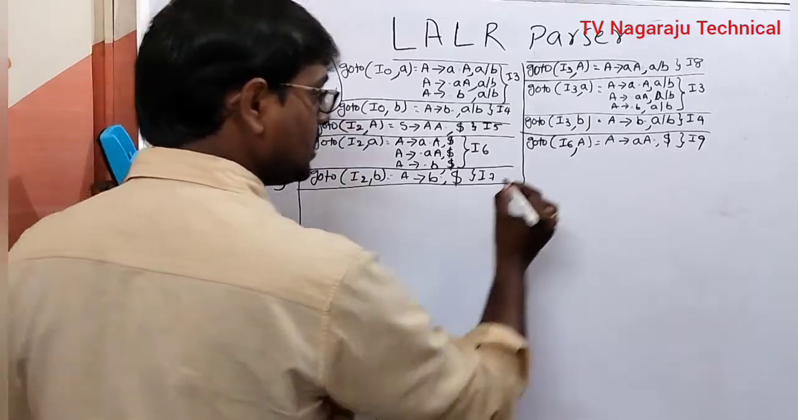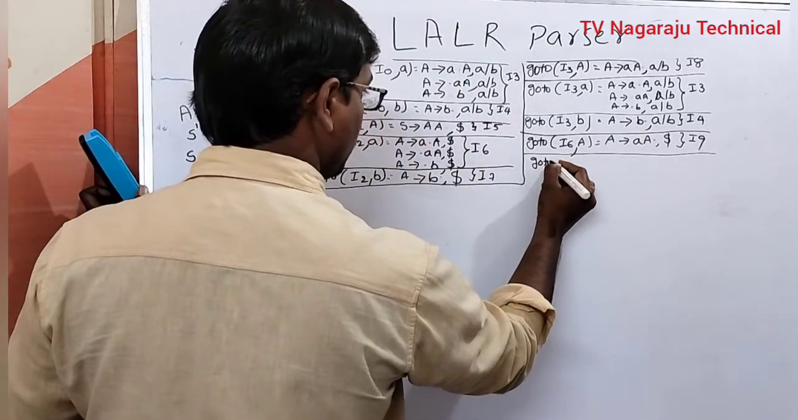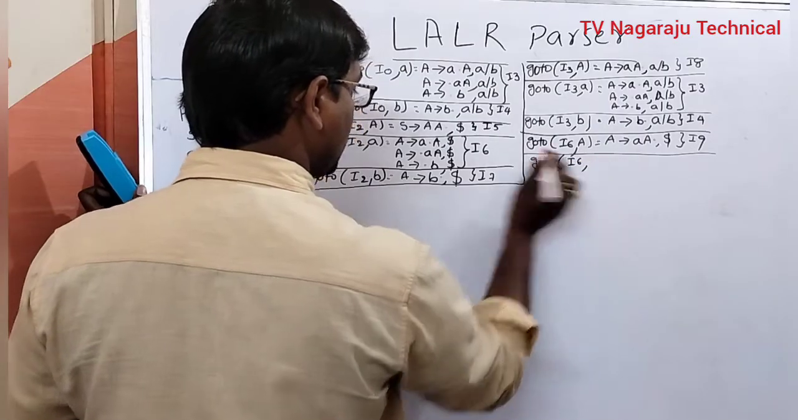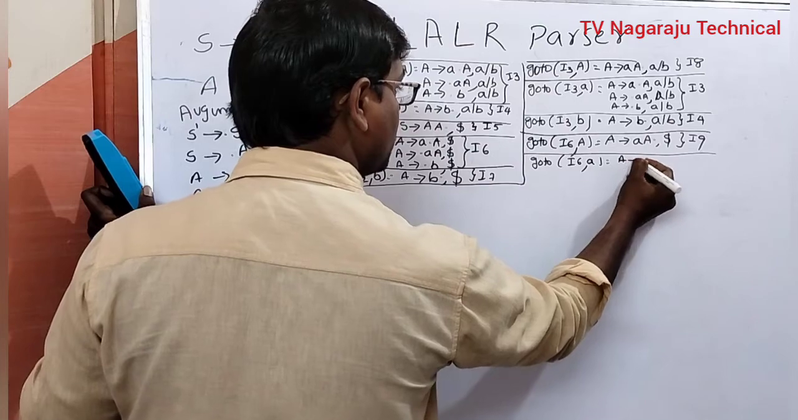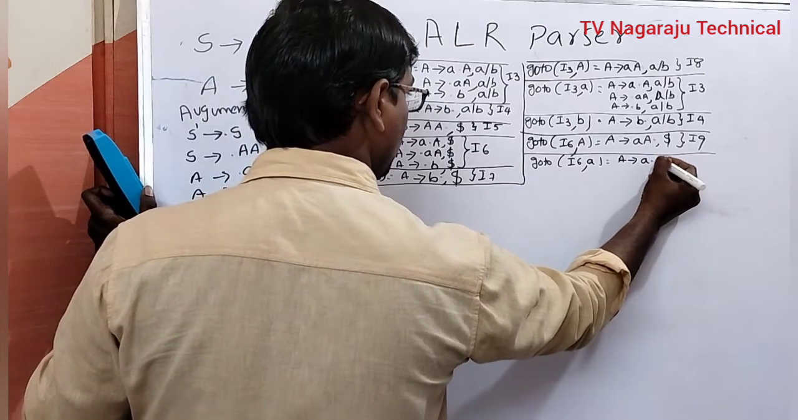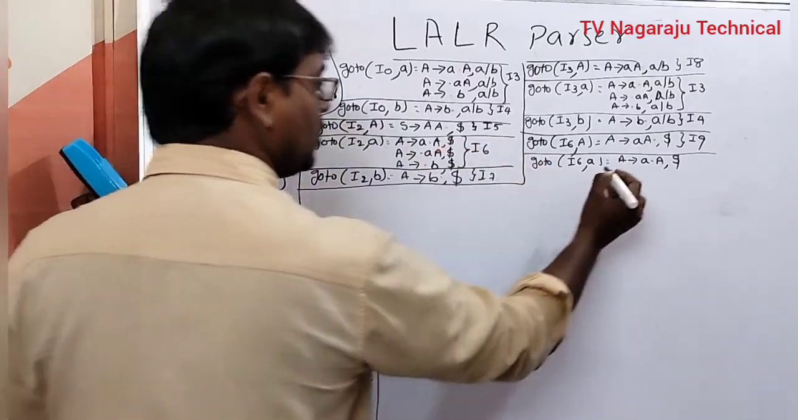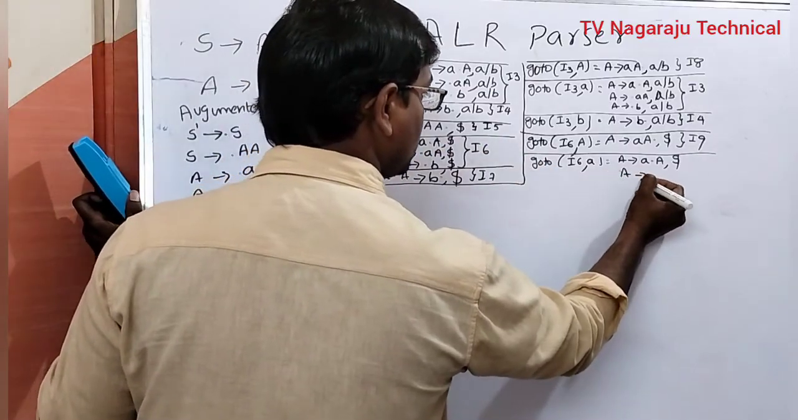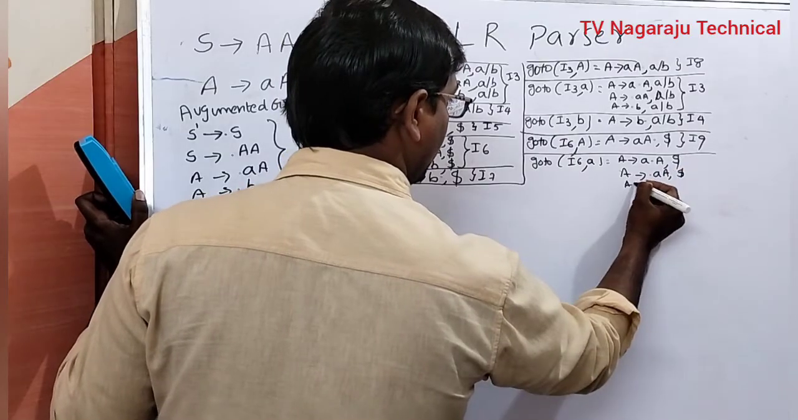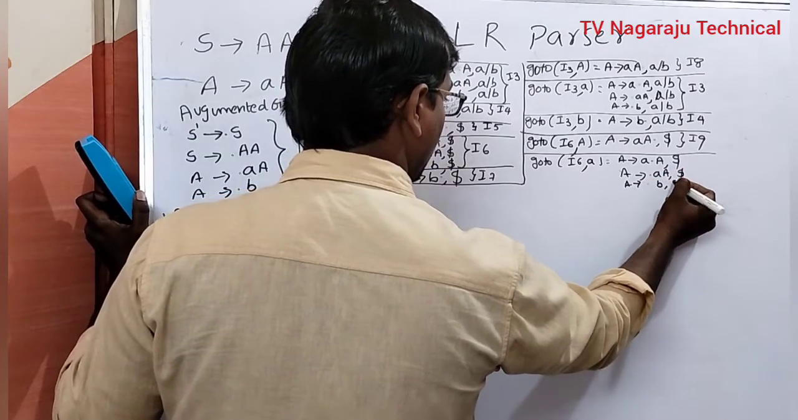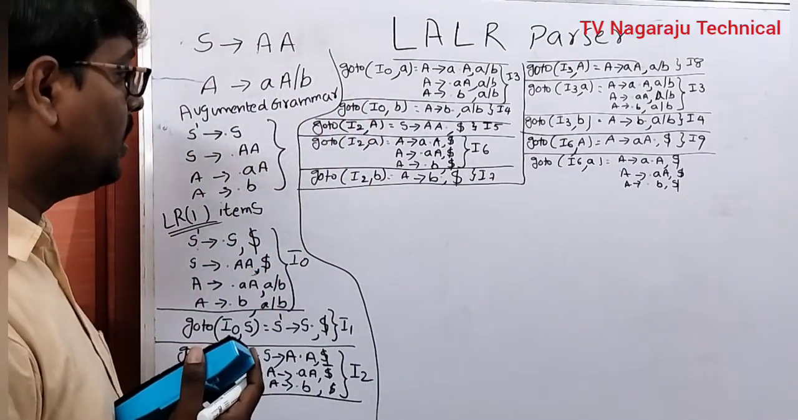Now this is I9. Now go to I6 comma small a. I6 comma small a is equal to A tends to A dot A dollar. So dot is moved by one position. Now write down the productions of it. A tends to dot A comma dollar. A tends to dot B comma dollar.